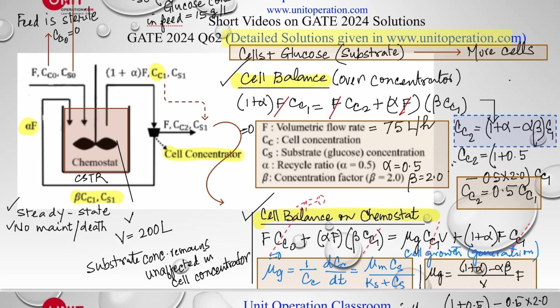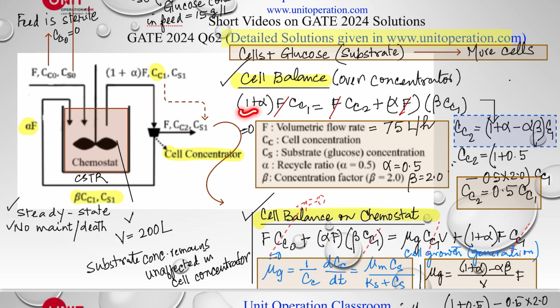Okay, and the actual reaction, let's look at it this way: cells which are already here plus glucose, which is the substrate here, creates more cells here. Okay, let's do the cell balance over the concentrator. So we are doing the cell balance over this concentrator here.